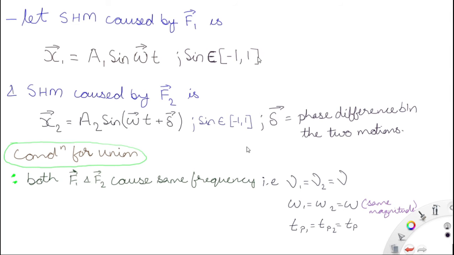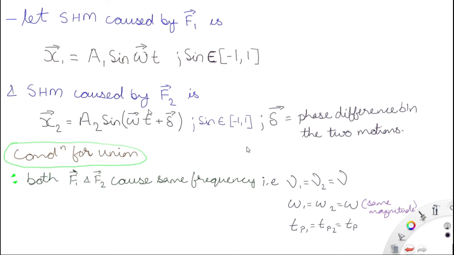This is the range for the sine function, and this function has an input of omega into t. Omega is the angular frequency in radian per second, because it will not be angular velocity. We are dealing here with oscillations, that's why it's frequency. Now t is the time. So x1 is equal to A1 sine omega t.